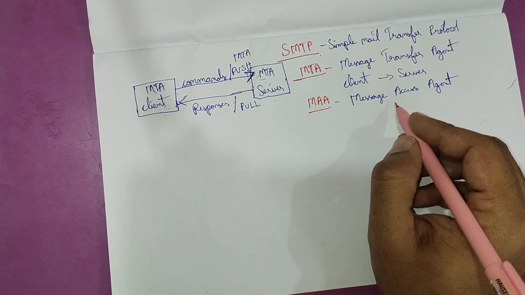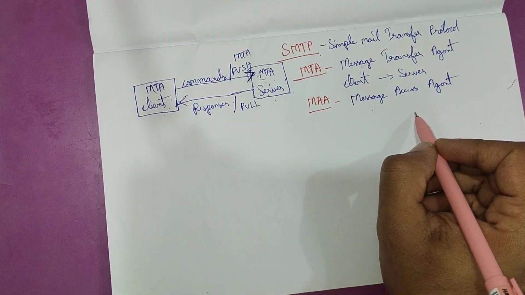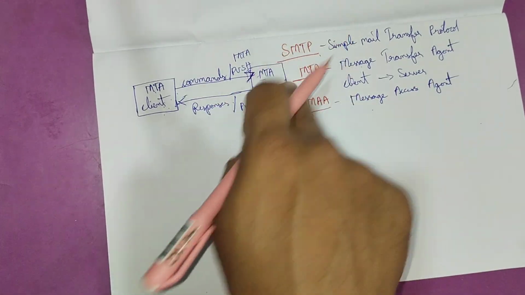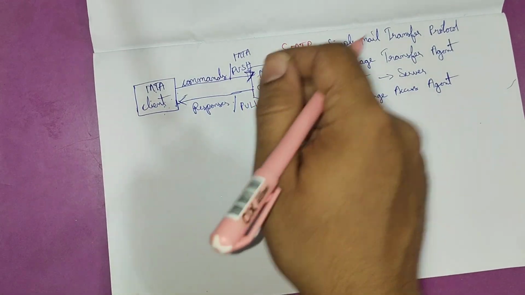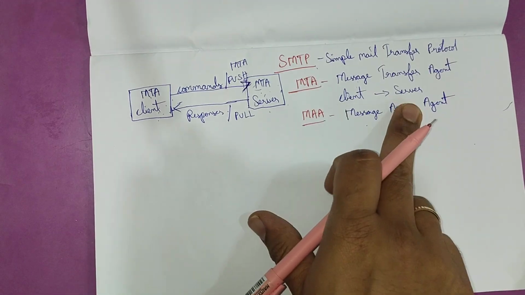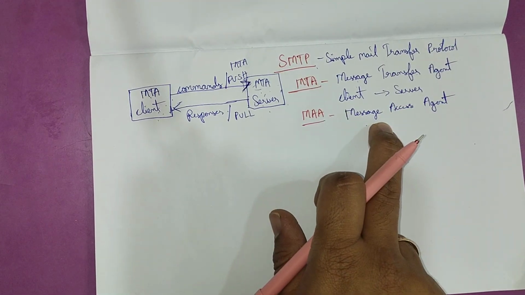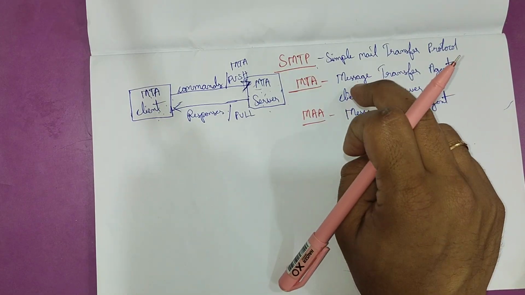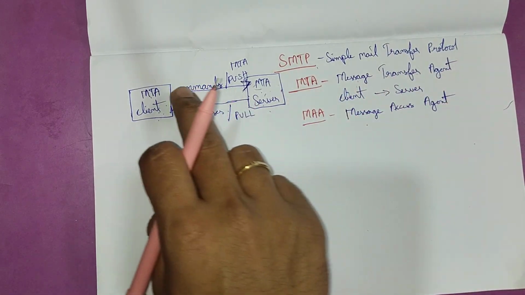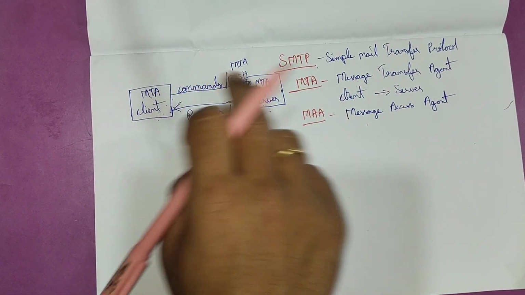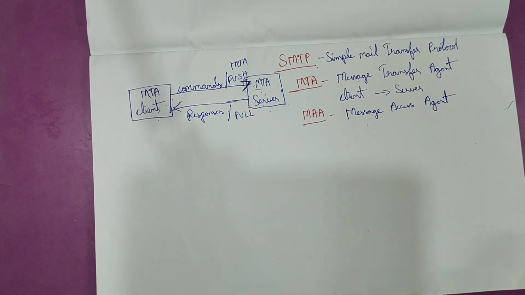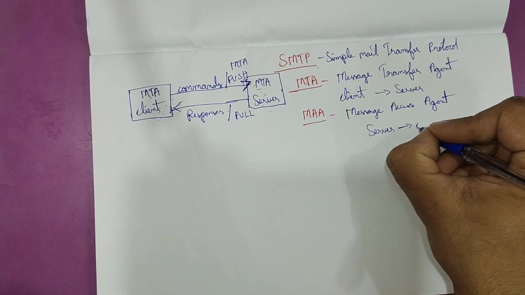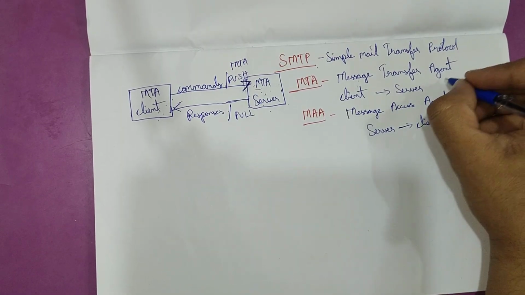The name itself is telling. The message access agent is going to access the data and retrieve the data. Whatever data is stored in the server will be retrieved by using an agent called the MAA, message access agent. So the MTA, message transfer agent, is going to transfer the data and messages from client to the server, and the message access agent works from server to the client. Okay, this is the procedure.